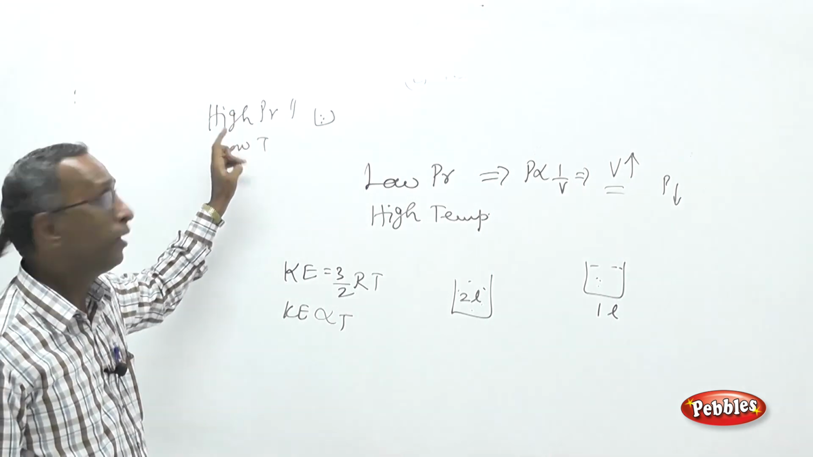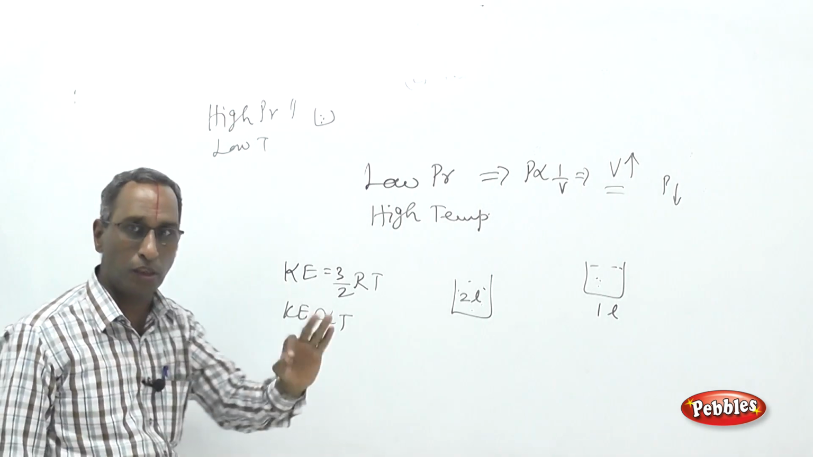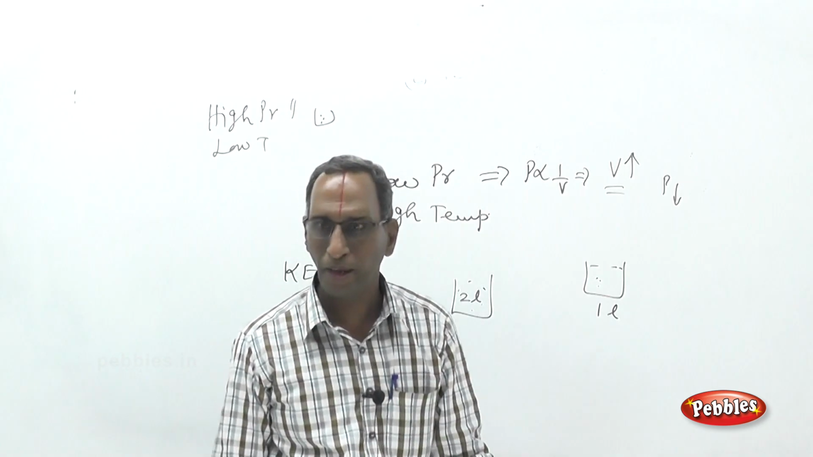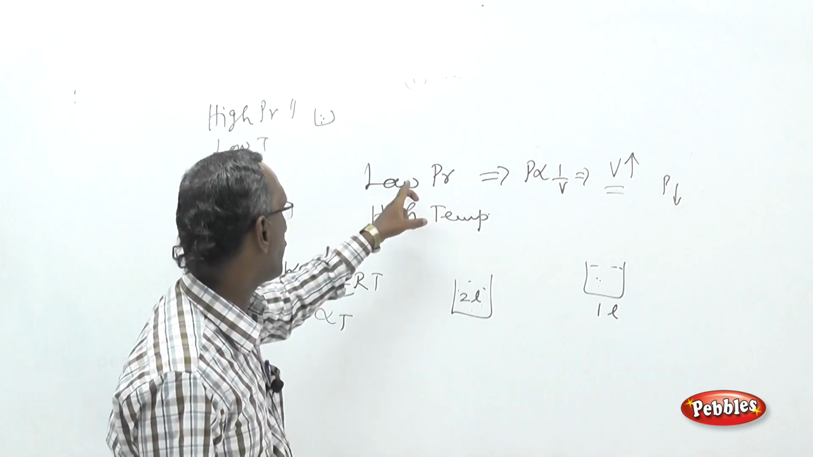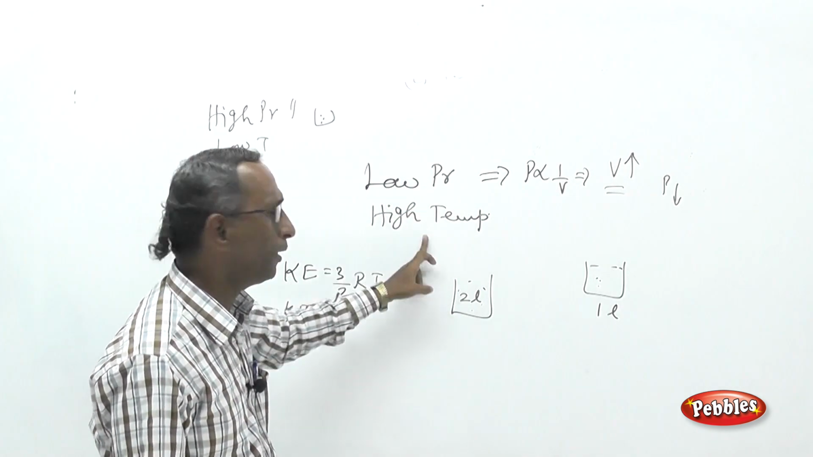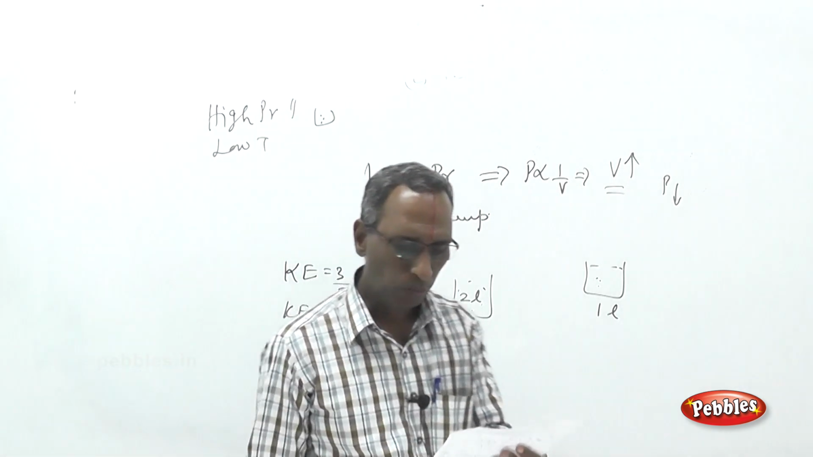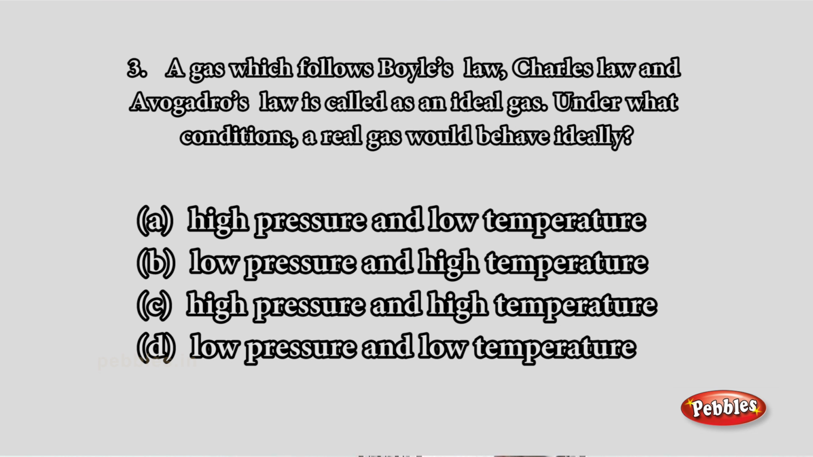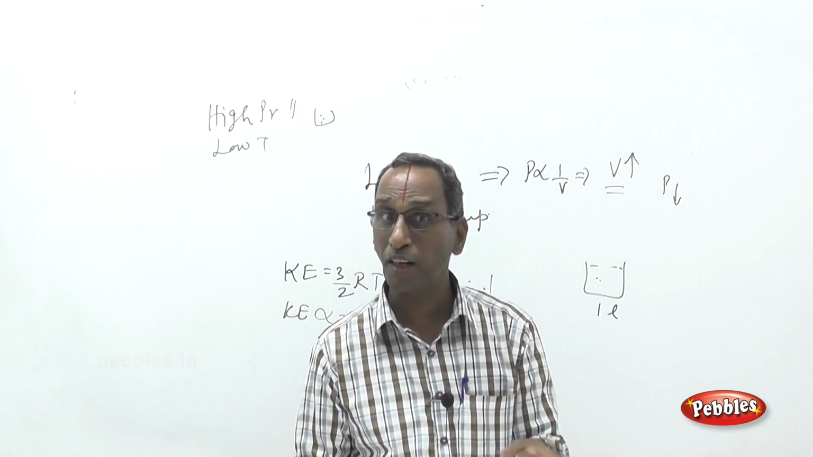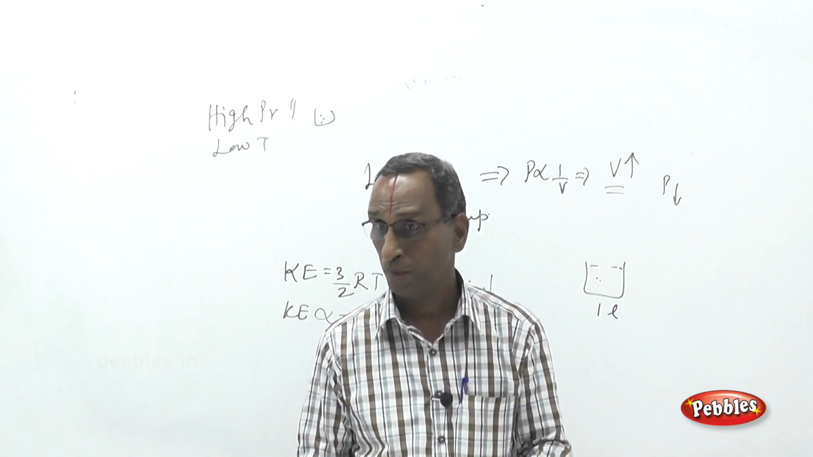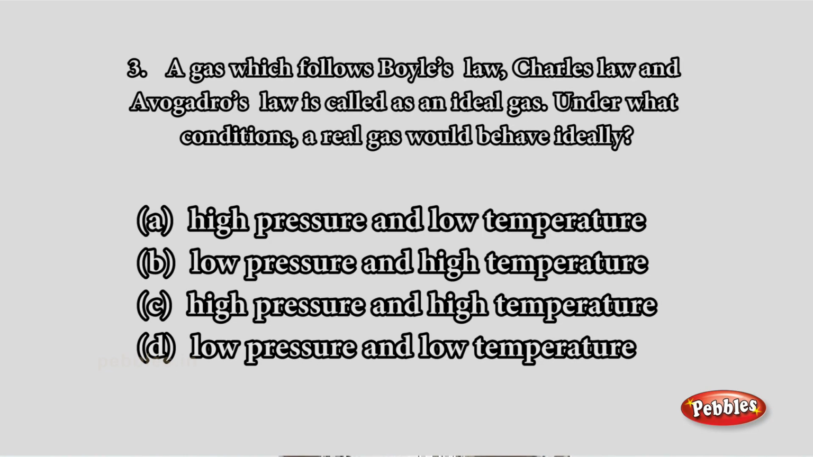So these two conditions, high pressure and low temperature, are not the conditions for ideal behavior. So the first choice is not correct. The second choice is low pressure and high temperature. The third choice is both high: high pressure is not correct, high temperature is correct. The fourth choice is low pressure and low temperature: low temperature is not correct, low pressure is correct.